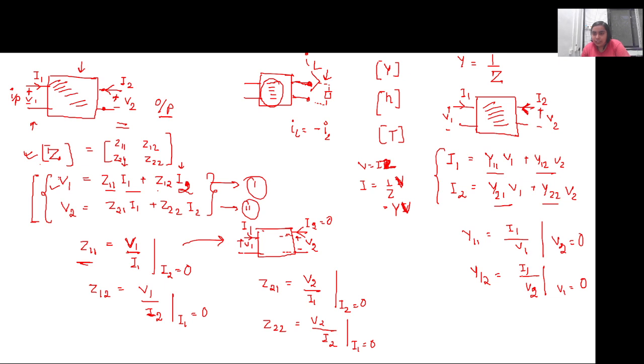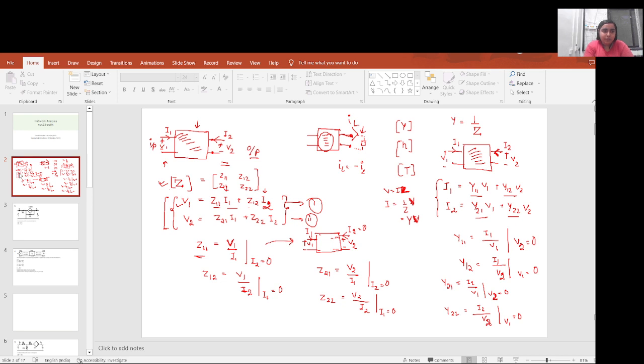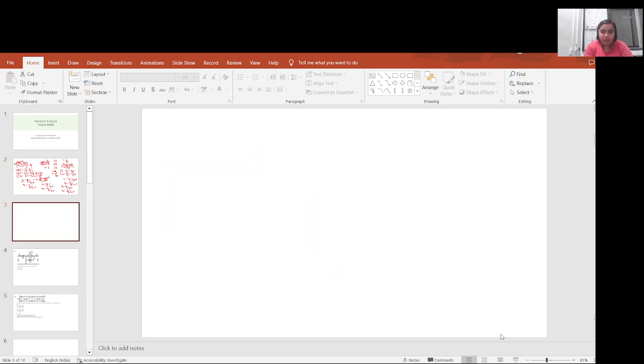The current by voltage, which is the admittance, is given by Y12. Similarly, Y21 will be equal to I2 by V1 with V2 equal to 0, and Y22 will be equal to I2 by V2 with V1 equal to 0. So these are the impedance and the admittance matrix.